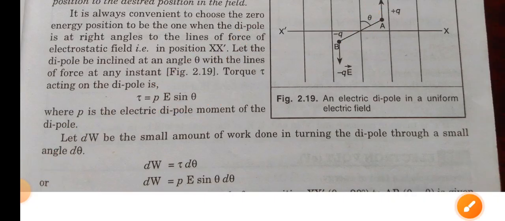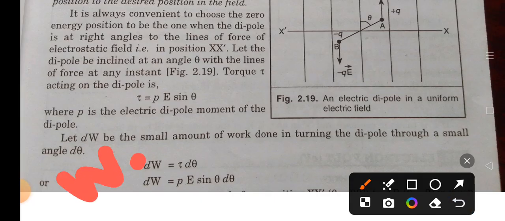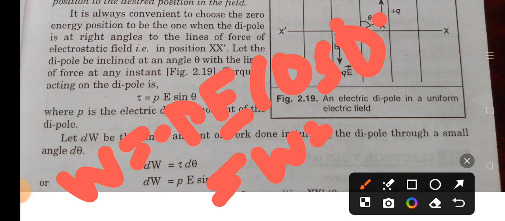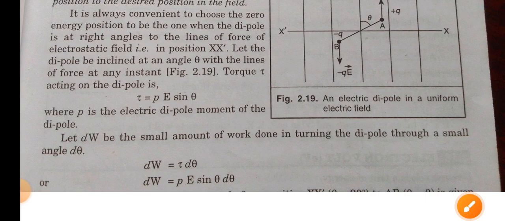When theta is equal to 0, then W is equal to minus PE cos 0 degree. So cos 0 is equal to 1. So W is equal to minus PE. Okay, understood.